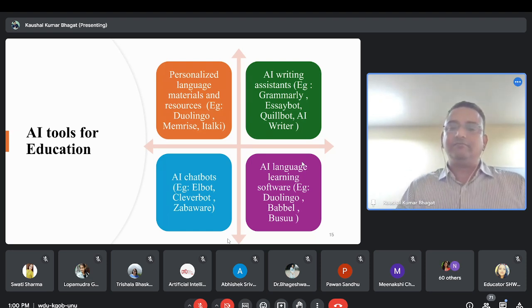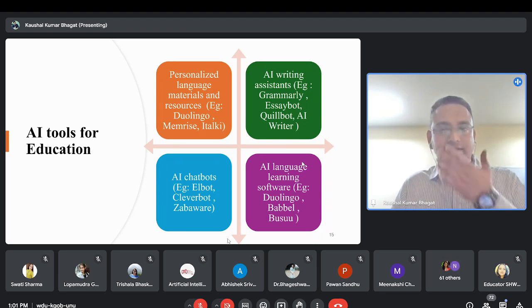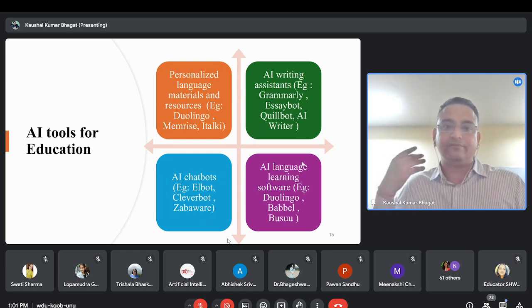Now, when we are talking about personalized learning, we know that in our classroom the students are heterogeneous in nature, not homogeneous. So it is very important to consider the individual differences in the classroom. But as I mentioned, India, with such a large population, it is very difficult. We cannot expect this from our teachers, right? Humanly, it is a huge task. But there are some applications already provided, where language materials and resources could be there, like Duolingo, Memrise, Italica.